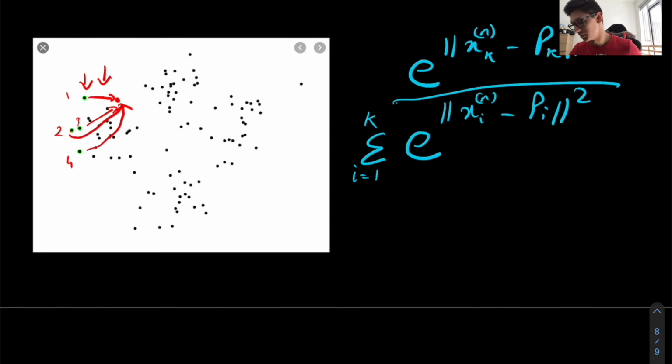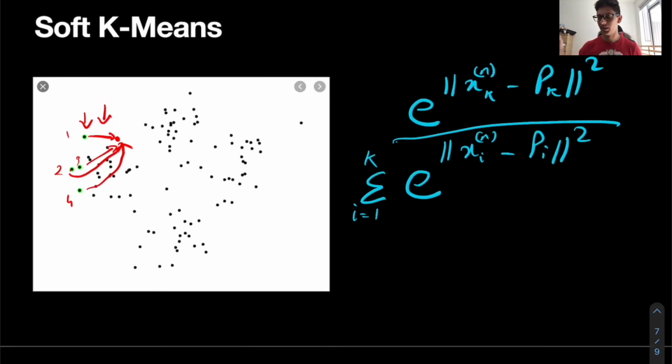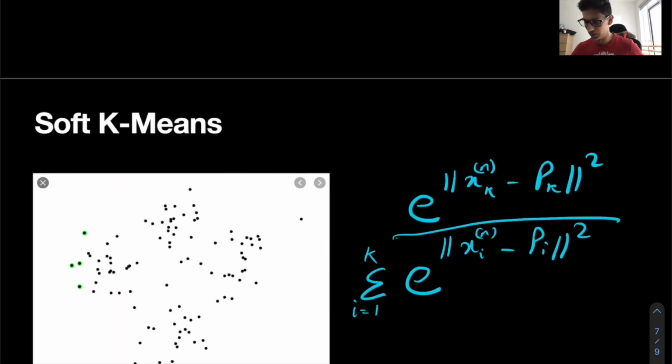So that's soft k-means, and when we move the centers, the green points, to the mean of the data points, we use the weights while calculating those. Yeah, so that's soft k-means.